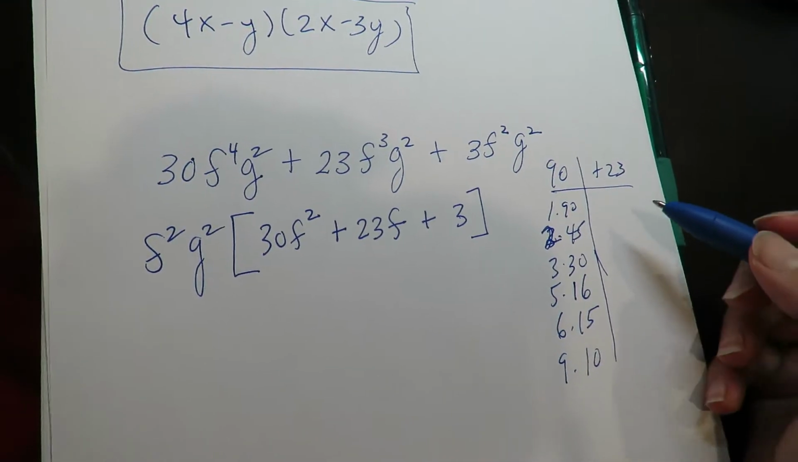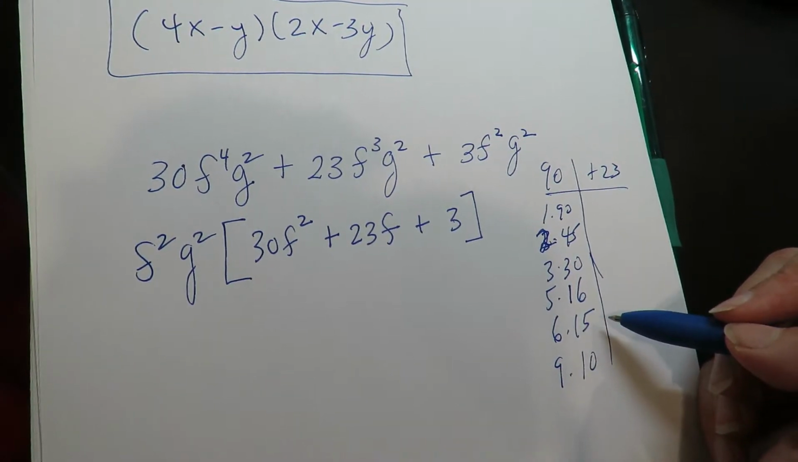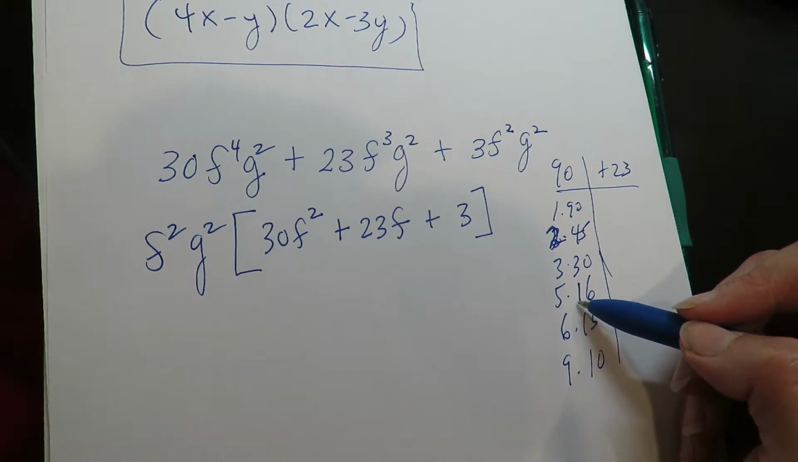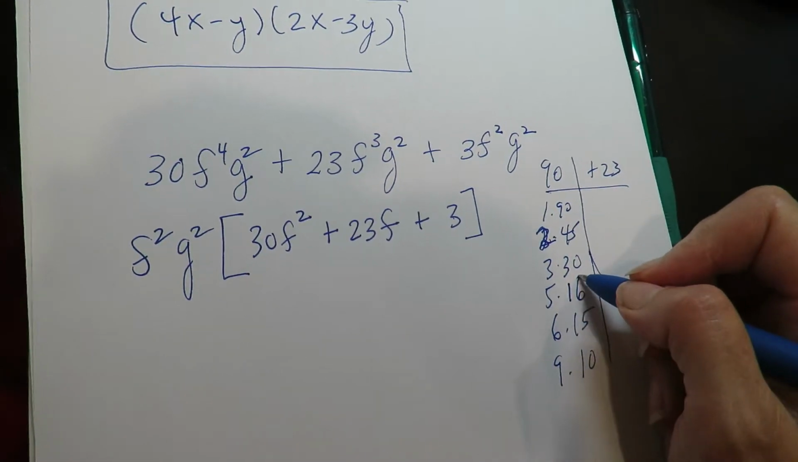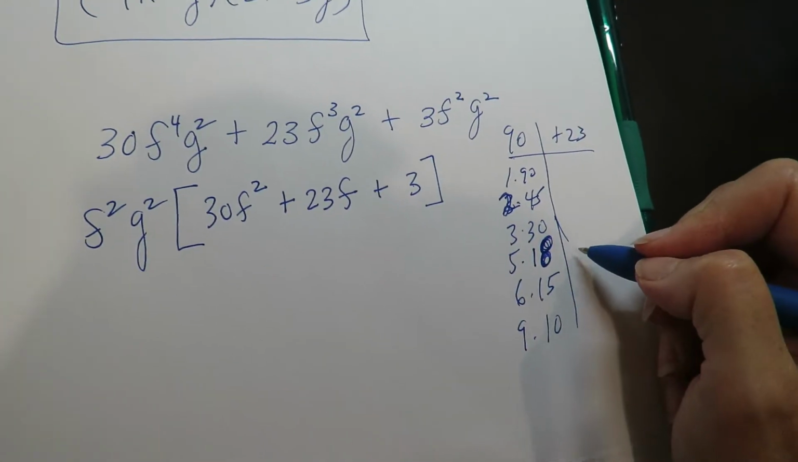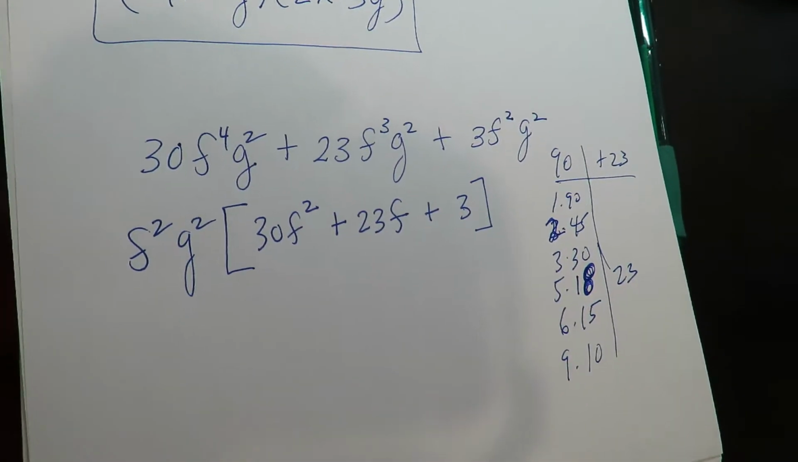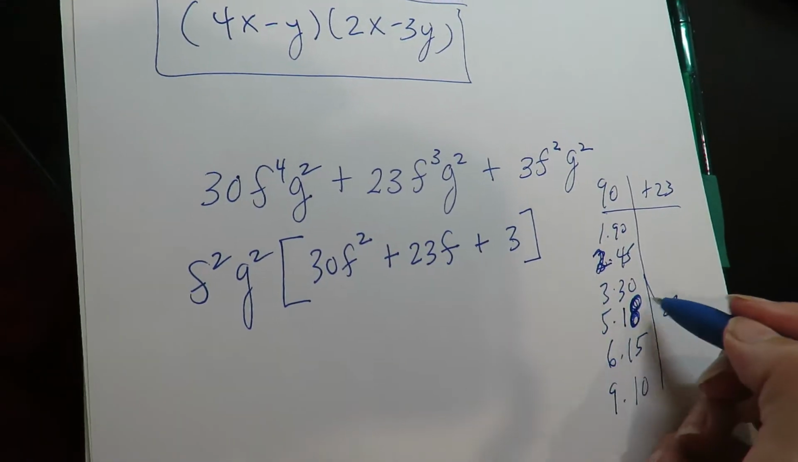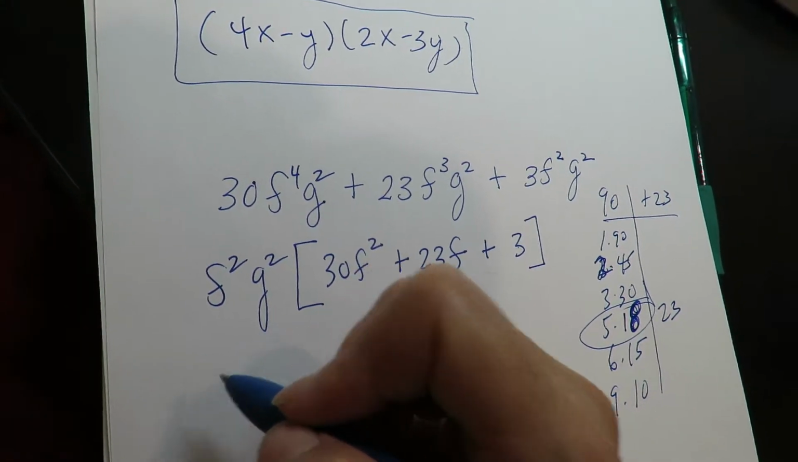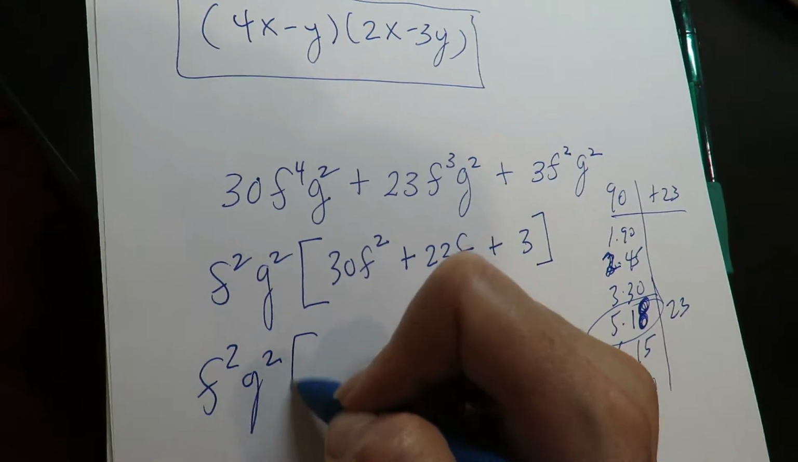Did I lose it? Let me just check my math here. 5 goes in there. 140. Oh, 8. I wrote the wrong number here. Okay. There it is. Alright, so it's this guy. Let's see here. So we're going to break the middle term.